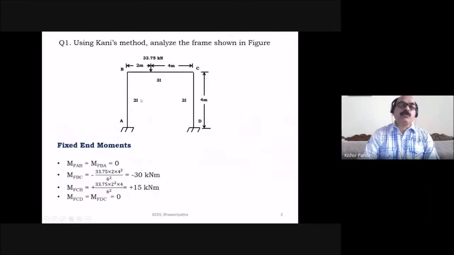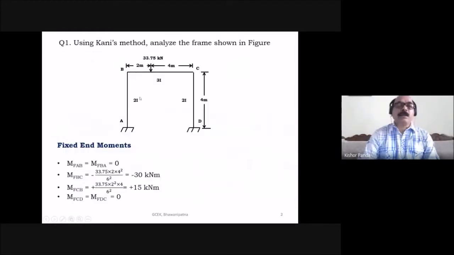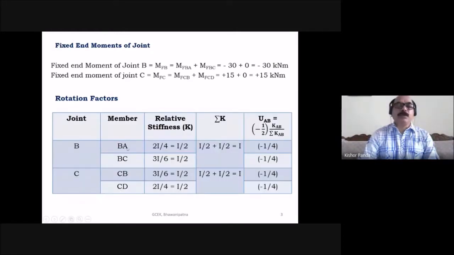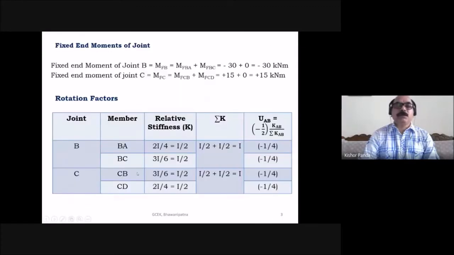So here there are two joints, B and C. So here you take joint B and C, and at joint B, two members meet, BA and BC. So here you take member BA and BC. And similarly at joint C, two members meet, CB and CD.